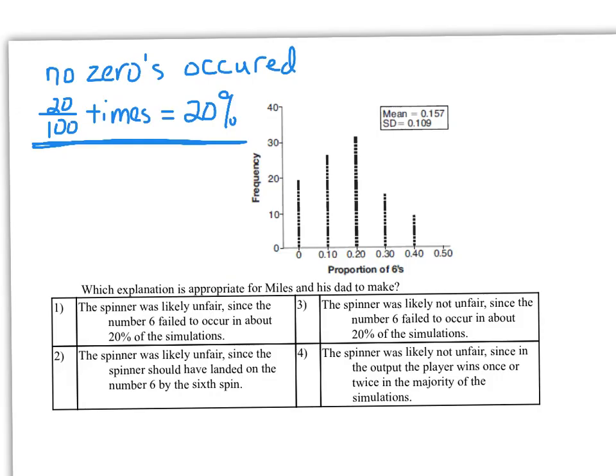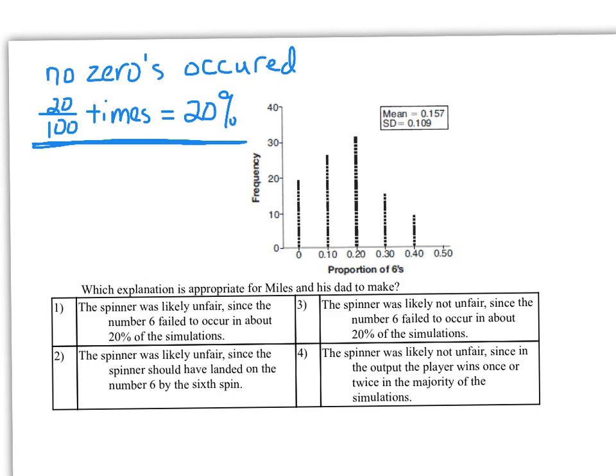So really take some time to read number 13 so that you get a good feel for what it is that they're talking about, what they're asking about. Miles never spun a 6, so he was thinking that his spinner was unfair, so his father did the simulation. Here's the simulation down here, okay? And what his father came up with was, because he's trying to see whether or not Miles's complaint is valid or not.